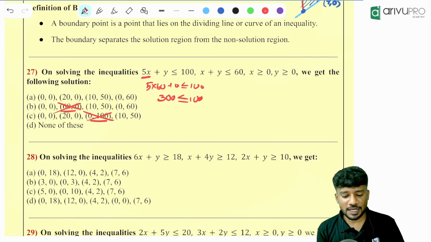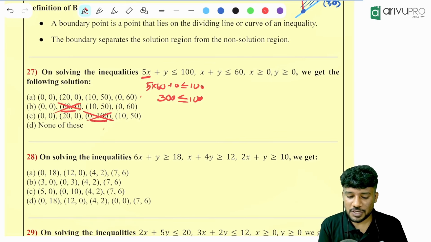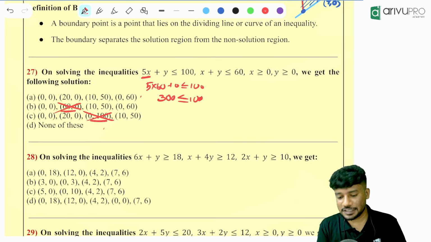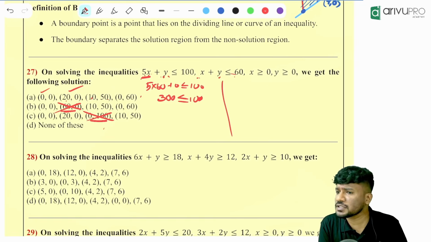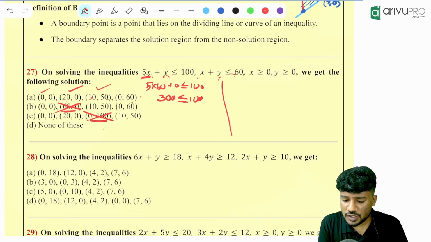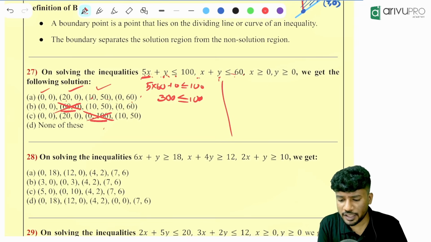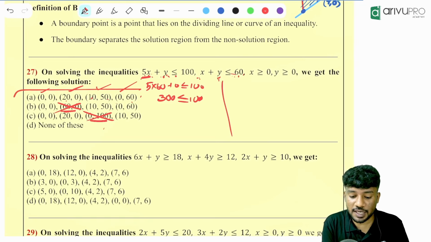Now the only possible answer is either option A or option D. Now we will check with option A. 0, 0 satisfies everything. 20, 0: 100 becomes 20 less than or equal to 60, satisfies everything. 10, 50. 10 into 5 is 50, 50 plus 50 is 100. That also satisfies. 10 plus 50 is 60. That is also satisfying. Then 0, 60. 0 plus 60 less than or equal to 100, satisfying. 0 plus 60 less than or equal to 60, also satisfying. So which option is the answer, people?